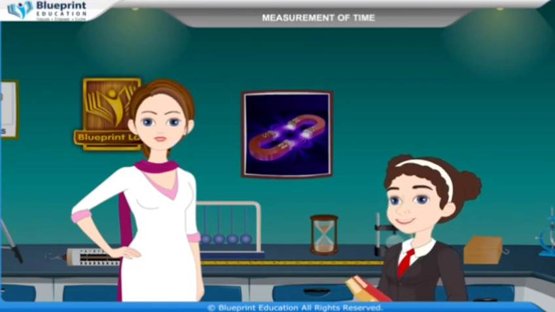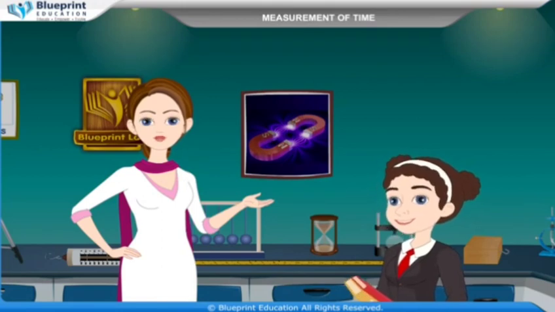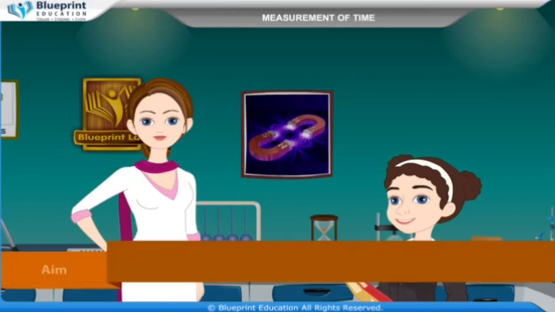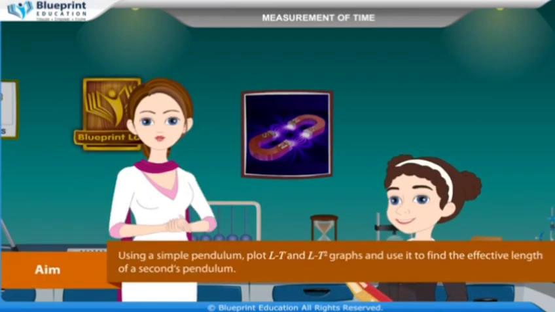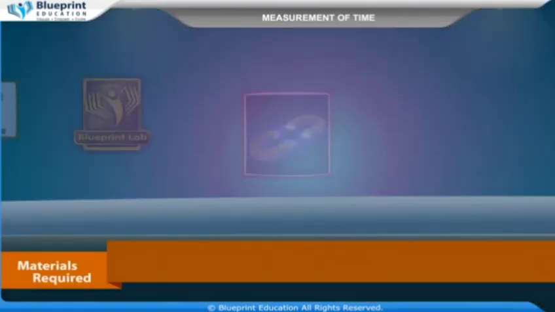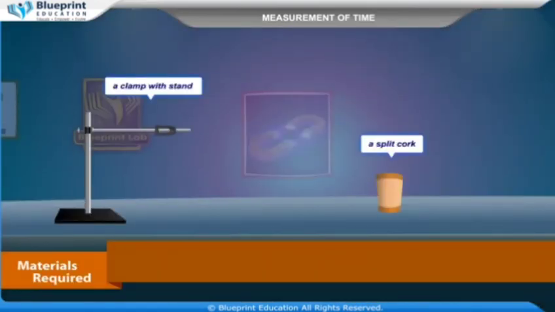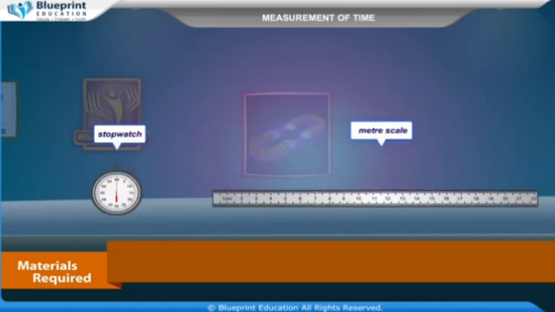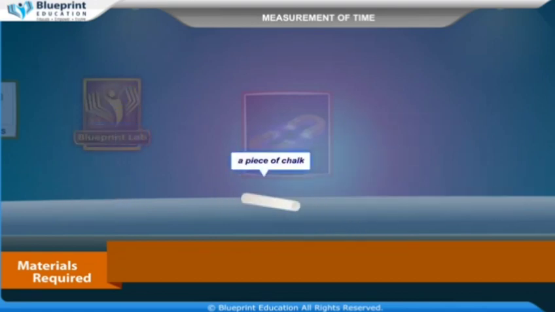Let's do an experiment by using a simple pendulum, plot L-T and L-T square graphs and use it to find the effective length of a second's pendulum. Our aim here is, by using a simple pendulum, plot L-T and L-T square graphs and use it to find the effective length of a second's pendulum. The materials required are a clamp with stand, a split cork, thread, bob, vernier calipers, stopwatch, meter scale and a piece of chalk.